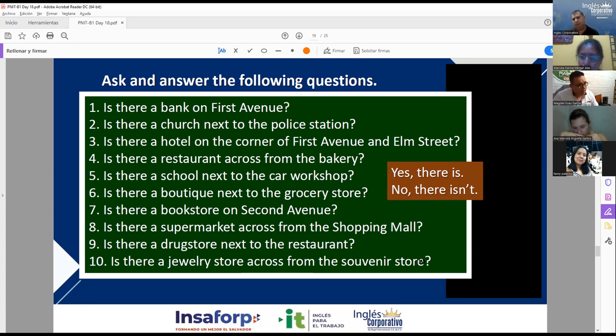Is there a bank on First Avenue? Yes. No, First Avenue. Quiero ver. No, there isn't. Si gustan, nos vamos preguntando entre nosotros o no para practicar todos. Ok. La siguiente.